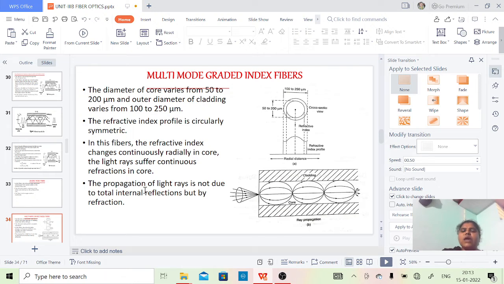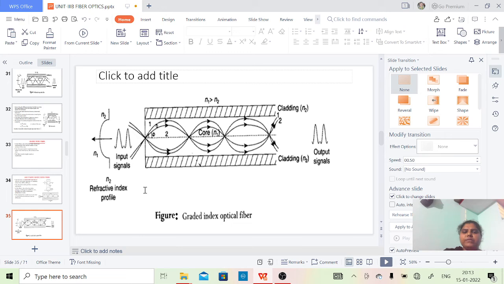The light ray suffers continuous refractions in the core. So the propagation of light rays is not due to total internal reflection but by refraction, according to multimode graded index fibers. The path of the light rays will follow the continuous variation of refractive index from the center of the core to the core-cladding interface.